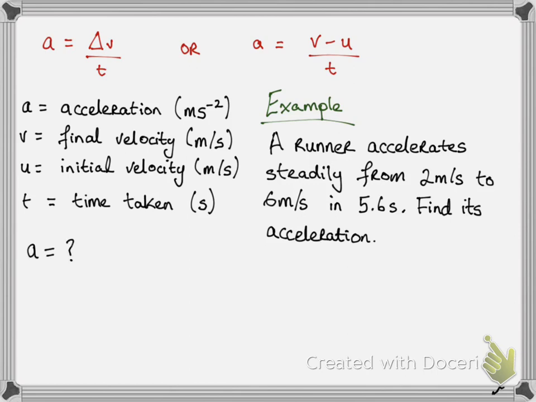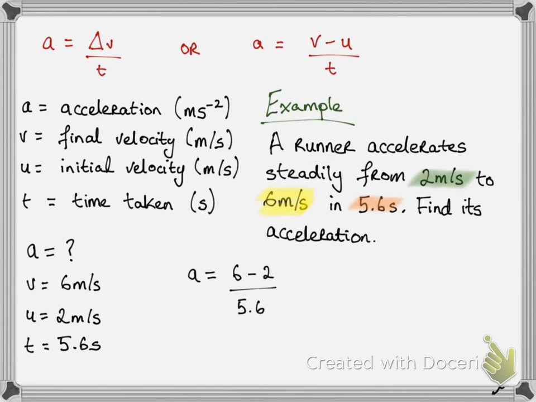So here we are going to try and find out the acceleration, so we don't know the answer to that. V is the final velocity, and that is 6 meters per second. U is the initial velocity, which is 2 meters per second, and t is the time taken, which is 5.6 seconds. We submit this into our formula, and what you get is 4 divided by 5.6, which is 0.71 meters per second to the -2. That is our acceleration of the runner.